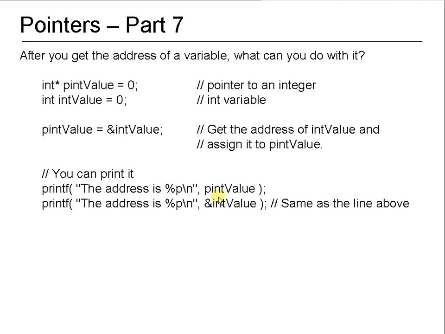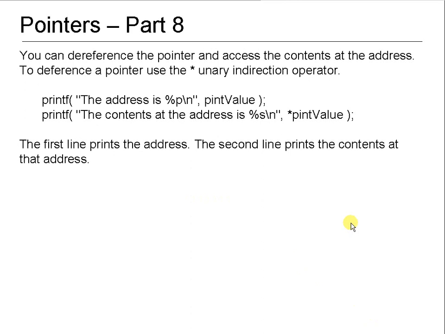And notice these two lines are the same. They are functionally equivalent. Here I use the address of and print a pointer, and here I print the contents of the pointer. Pretty neat. After you have a pointer to a variable, you can dereference the pointer and access the contents at that address. To dereference a pointer, use the asterisk, which is the unary indirection operator. So we've got two lines here. The first one, we print the contents of the pointer variable, which is going to be the address. If I use the unary operator, I will dereference the pointer. Instead of printing the address, I will print the contents at that address.